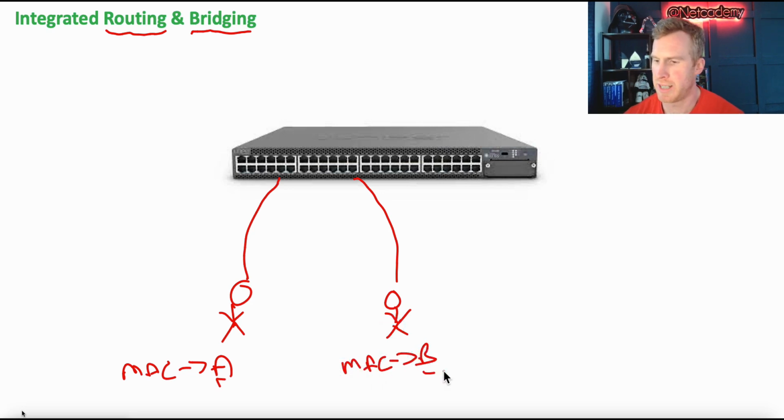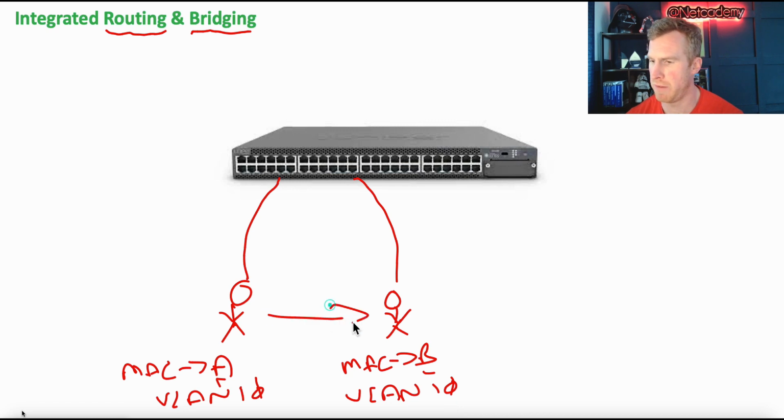Now let's also say that user A with MAC address A is in VLAN 10, just for example. And let's also say that user B with MAC address B is also in VLAN 10. And MAC address A, user A wants to send traffic, whatever that traffic is, to user B.